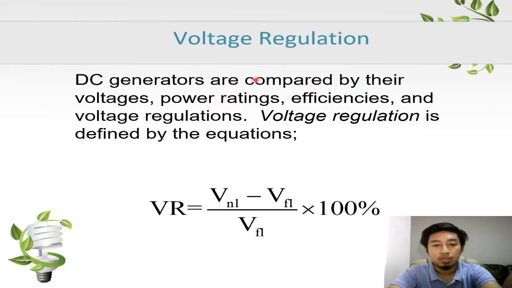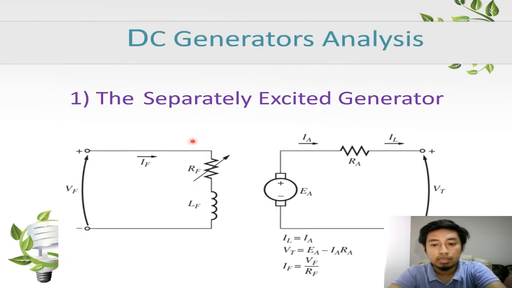Okay, the voltage regulation. DC generators are compared by their voltage, power rating, efficiency, and voltage regulation. Voltage regulation is defined by the equation: no load minus full load, divided by full load, times 100. This is the difference between the generator and the motor. For the motor we play around with the speed regulation, but in the generator we play with the voltage regulation.